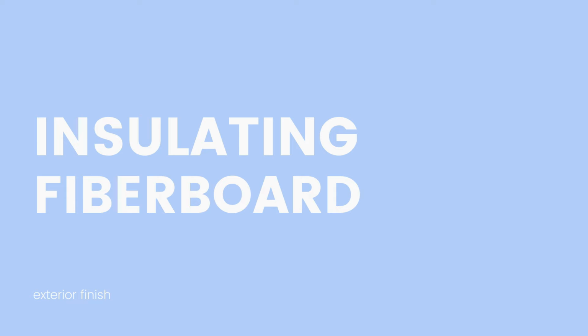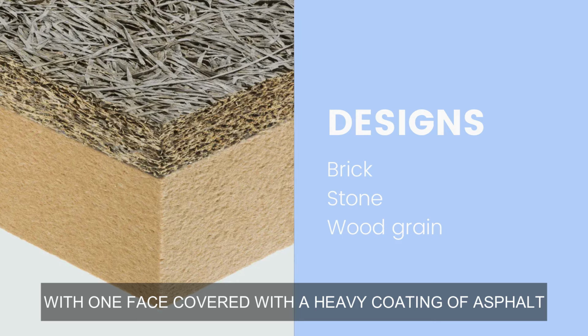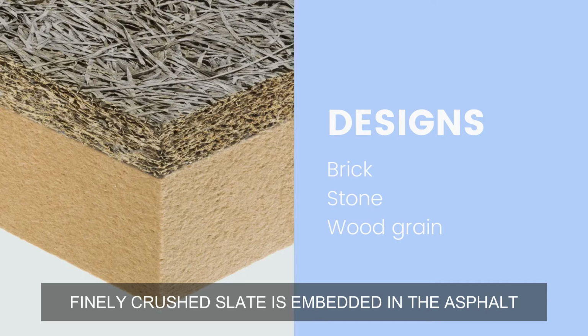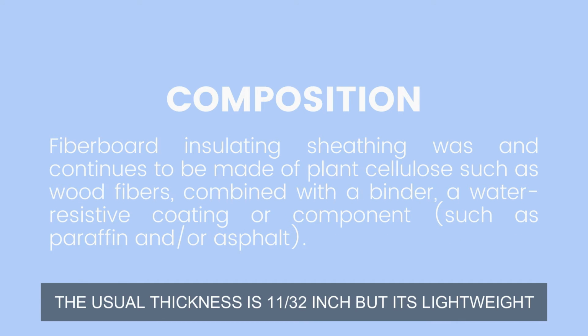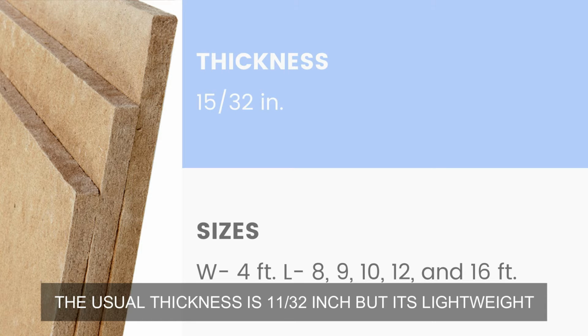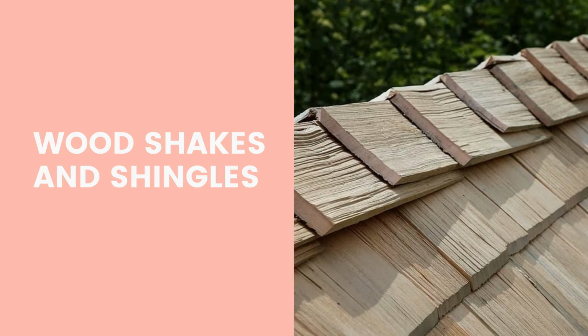After that, we have insulating boards. This material is made from 1/2 inch of a wood fiber board with one face covered with heavy coating of asphalt. Finely crushed slate is embedded in the asphalt in patterns imitating brick, stone, and wood grains. The usual thickness is 11/32 inches, but it's lightweight, has soundproof qualities, and can easily be processed and used.